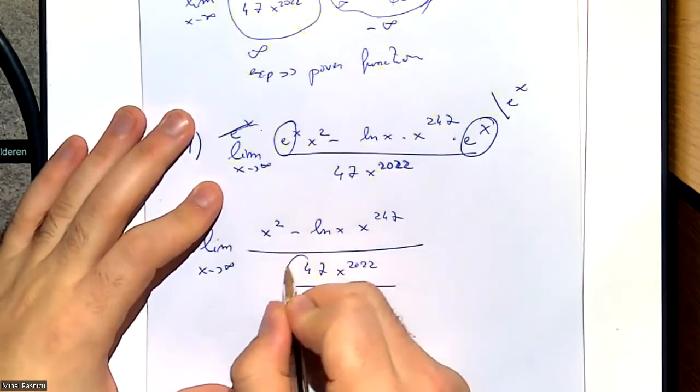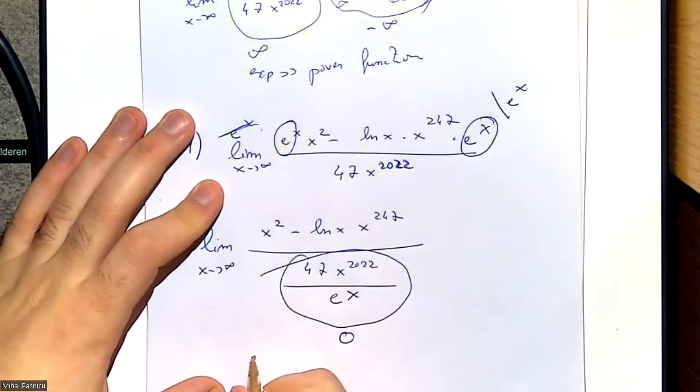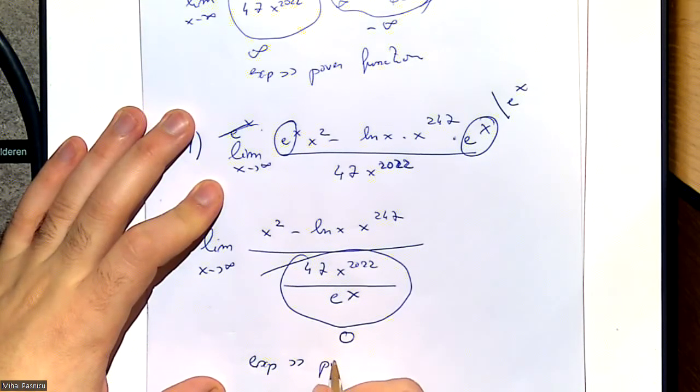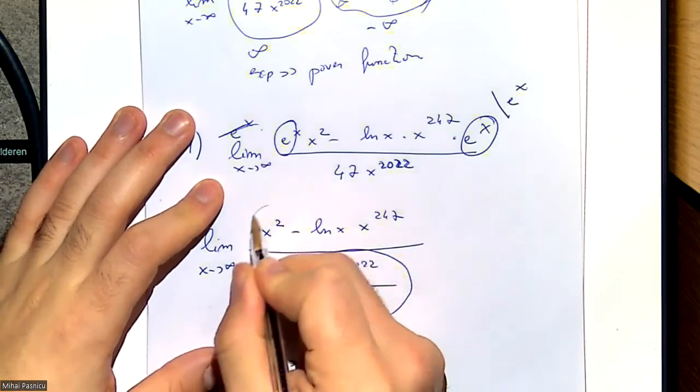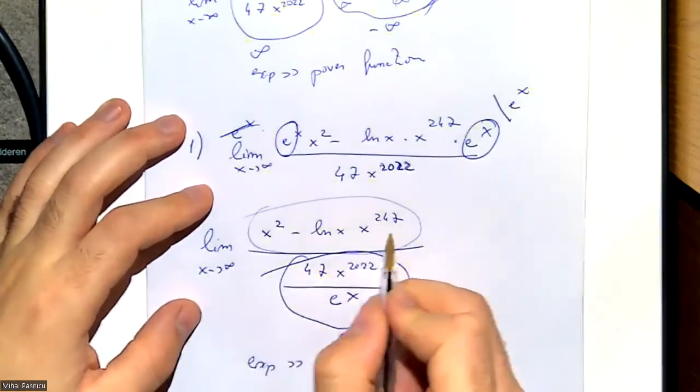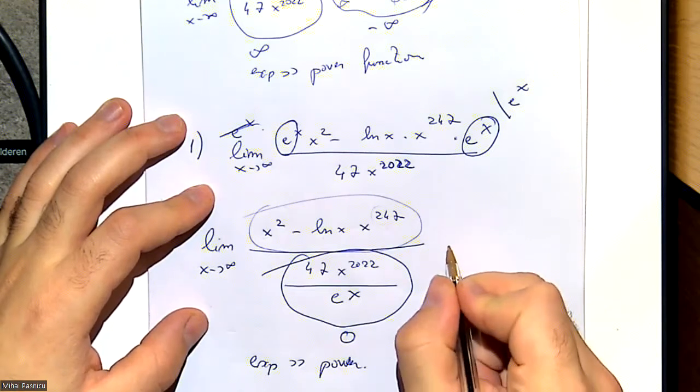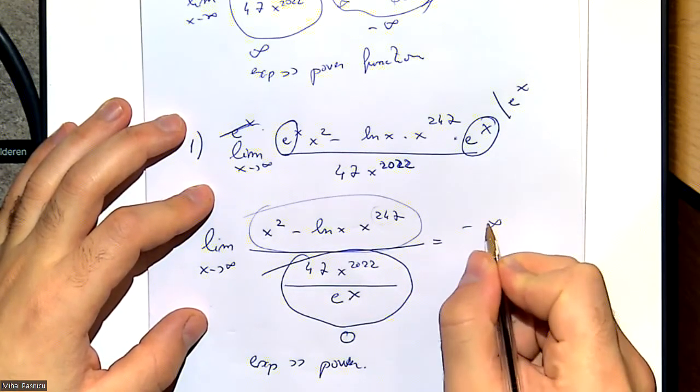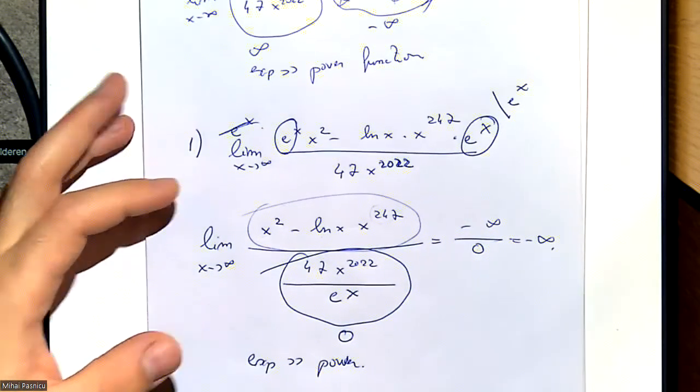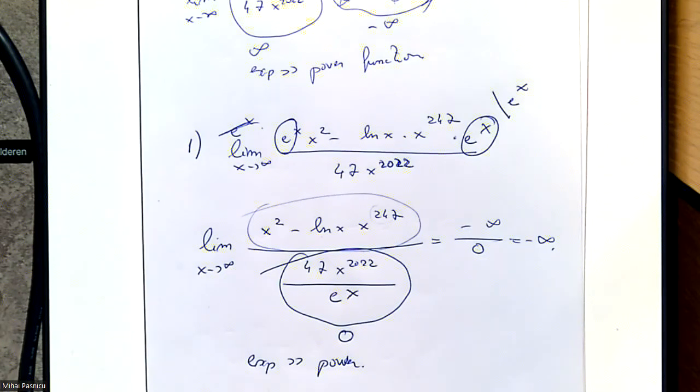Now, the idea is the same. This thing over here is 0 because exponential is a bigger power. And up top, x to the 47 is bigger than x squared, so this is just minus infinity over 0, minus infinity. So what I'm telling you is, if you see an e to the x, always think how to make it shine if it makes sense, because that is the strongest thing. That's going to dictate where your limit goes. The others don't matter.